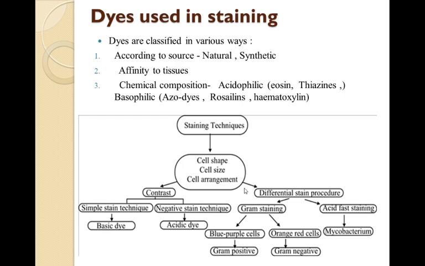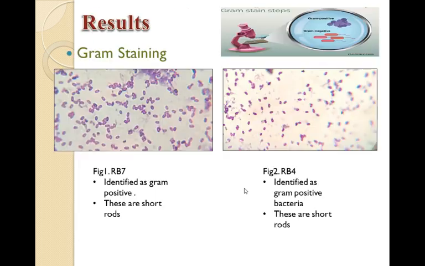When the counterstain is applied, what would happen? The non-acid fast bacteria pick it up and become blue green, while the acid fast bacteria retain the carbol fuchsin stain, that is the primary stain, so they appear red, because they have the mycolic layer of waxy lipid layer, so they would retain the stain. This is the acid fast staining.